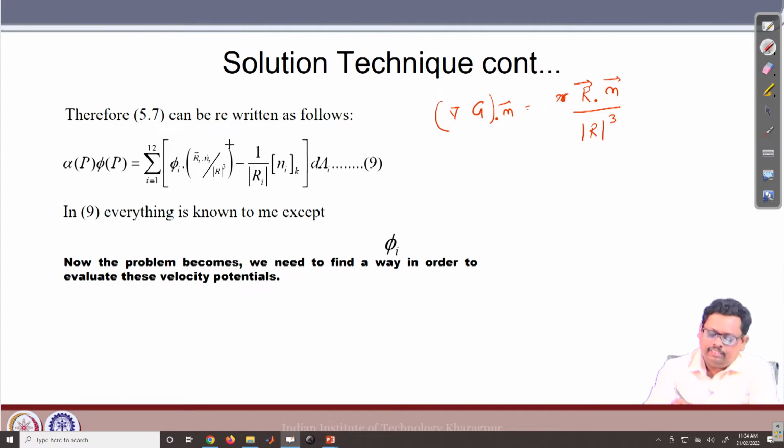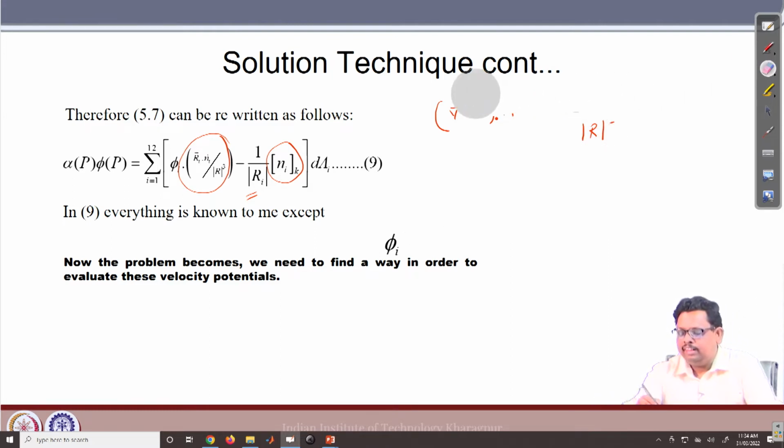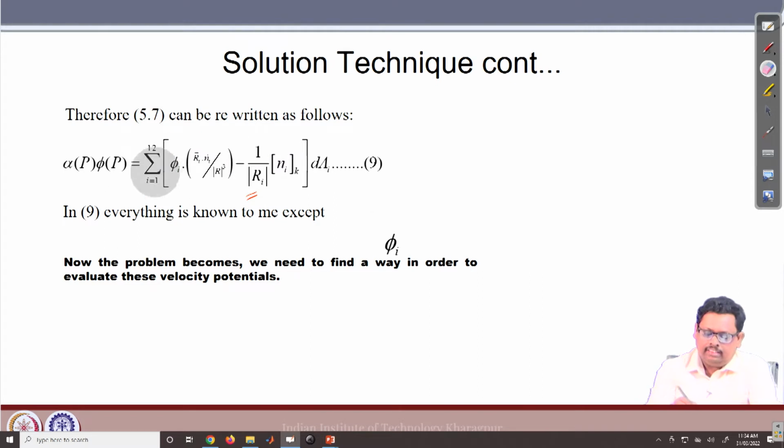So, it is here, and also I know that at the nth panel the normal component is n k, and also I know my Green's function, 1 upon R I. So, I know everything apart from the value of phi I. Okay, so now let us see how I can get the value for phi I.